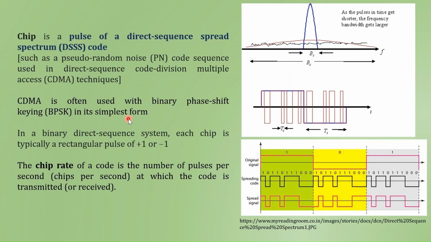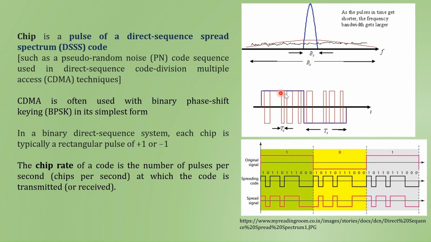When we learn about codes in the GPS signal, we will also come across terms like binary phase shift keying and chip rate. So let us understand these terms briefly. A chip is defined as a pulse of a direct sequence spread spectrum code, for example the pseudorandom noise code sequence used in the direct sequence code division multiple access technique. Here we see the information which has to be broadcast. This is the original signal and it has only this much bandwidth, and it is spread over a wider bandwidth using the spread spectrum method.